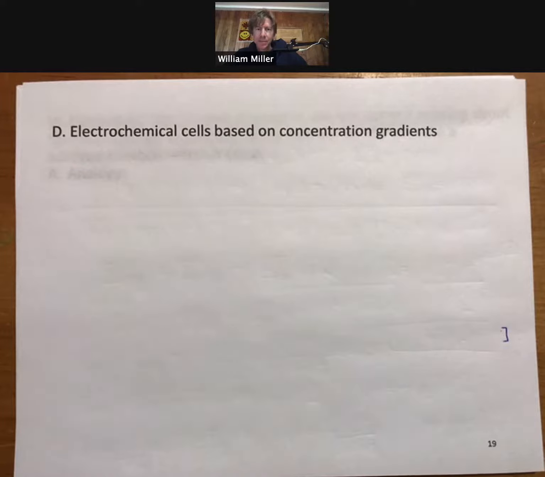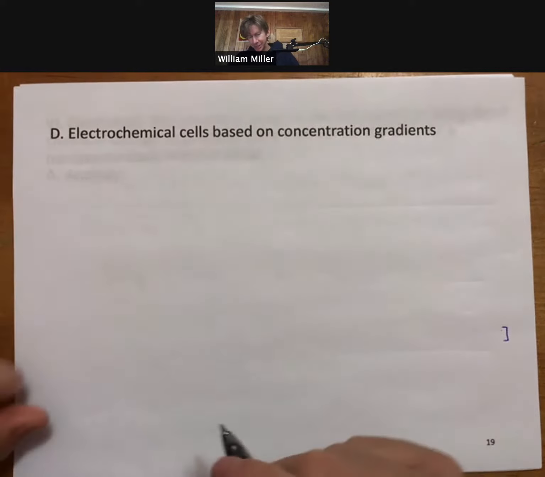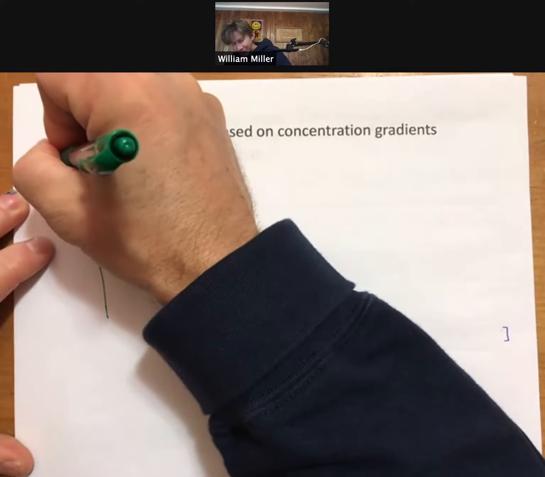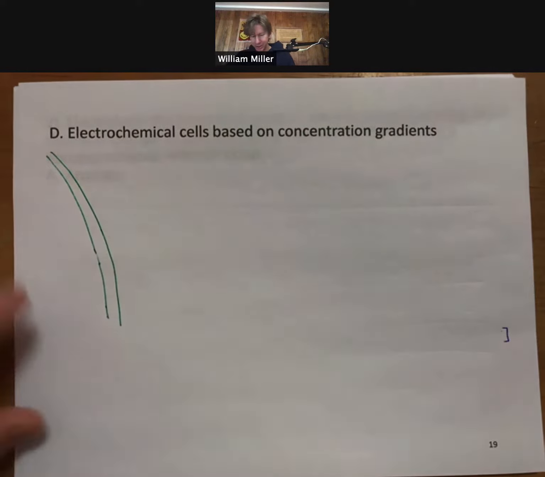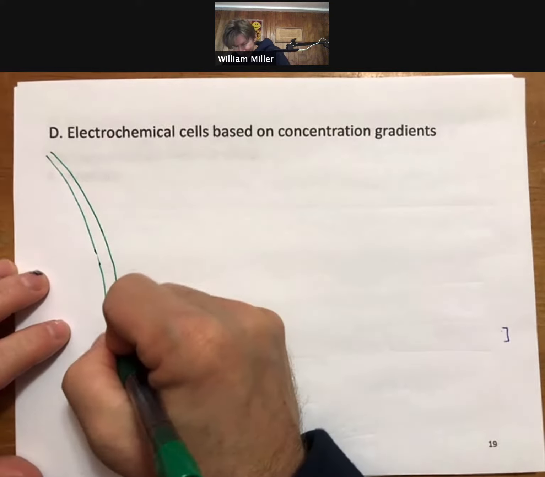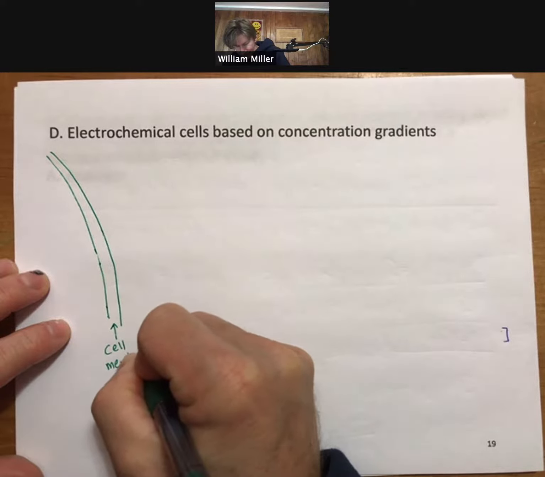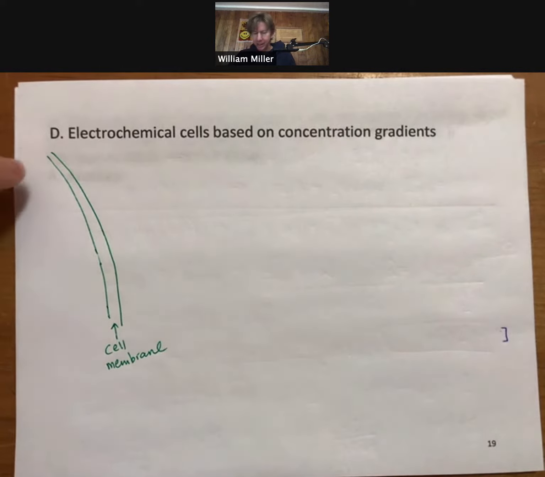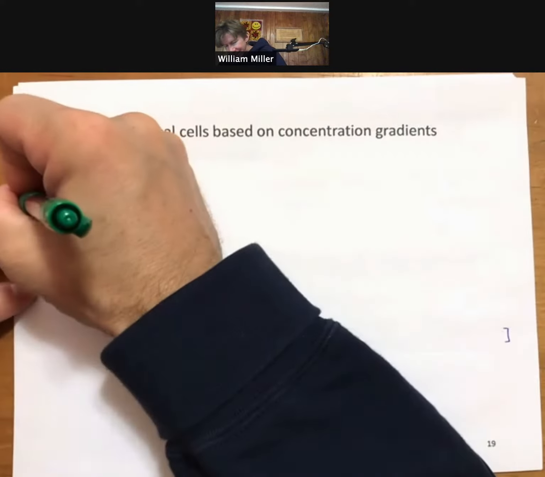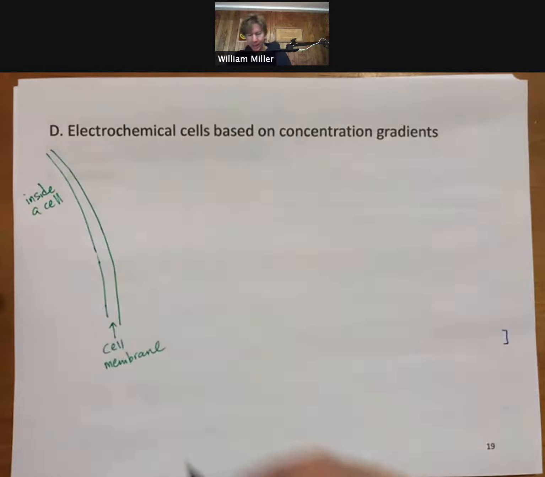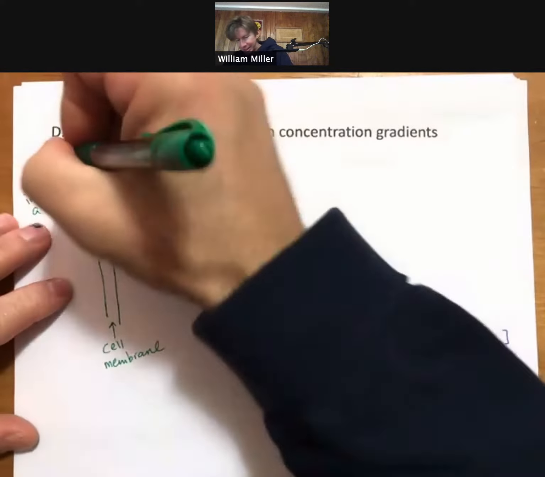Here's another really cool idea. It's going to be talking about cell potentials in actual cells. My picture of a cell here is going to be a chemist's version of a cell. But let's suppose that this is the cell membrane of a cell, and that here we have inside a cell, and here we have outside a cell.